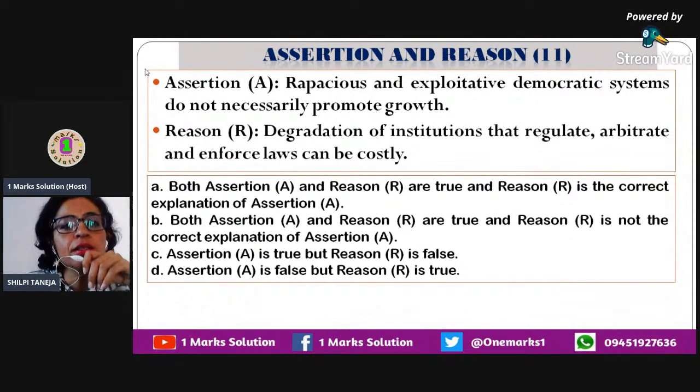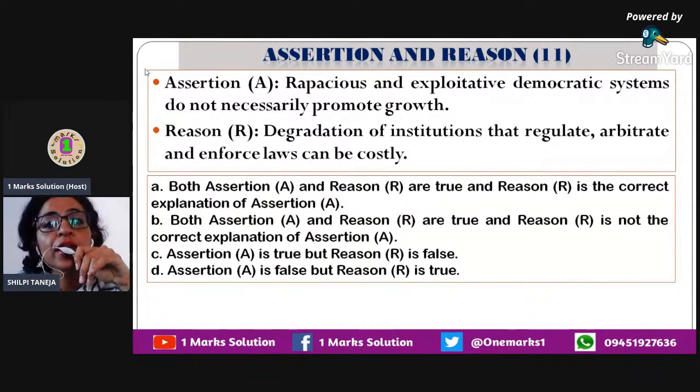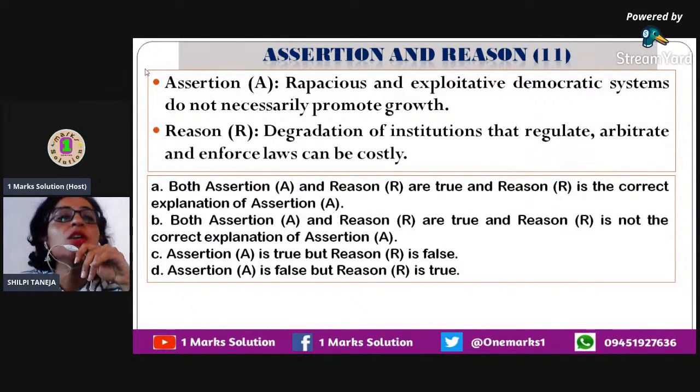Next question, assertion says rapacious and exploitative democratic systems. Rapacious किसको बोलते हैं? Greedy. राइट, एक्सप्लॉयटेटिव, एक्सप्लॉयटेशन होता है. तो डेमोक्रेसी में if there is greedy and exploitative things going on, so they do not necessarily promote growth.